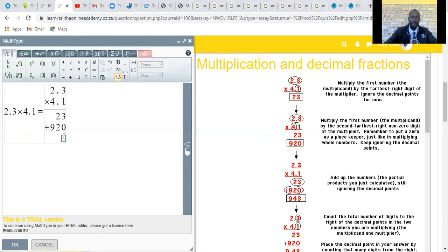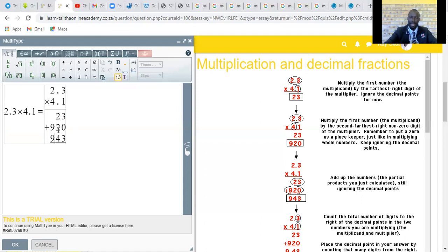And so when we add 3 to 0, we get 3. Okay, then when we add 2 to 2, we get 4. Do we have anything to add on to 9? No. So 9 stays the way it is.